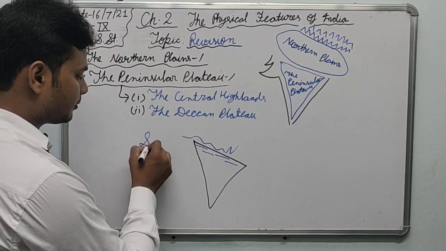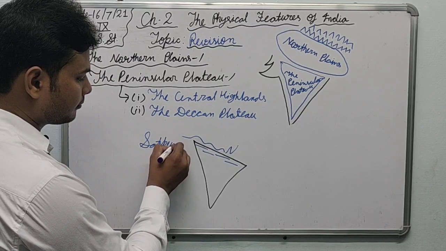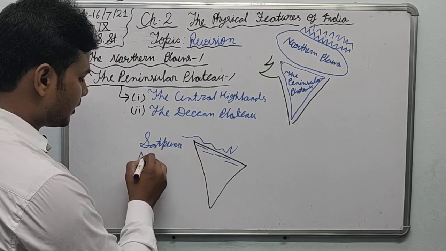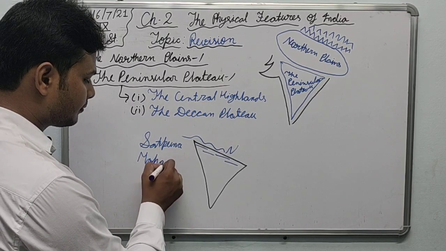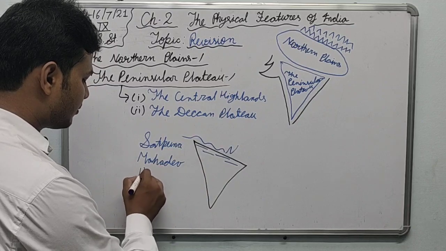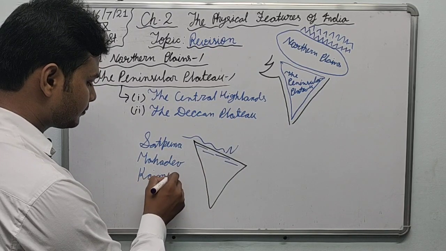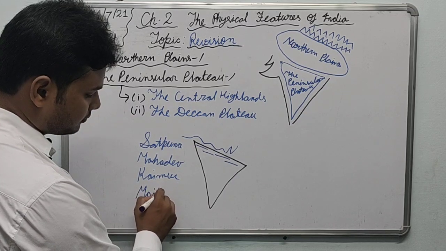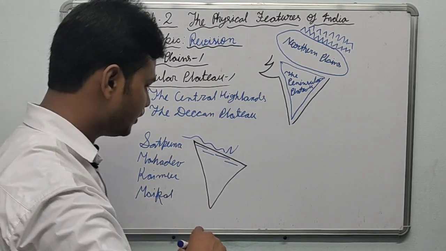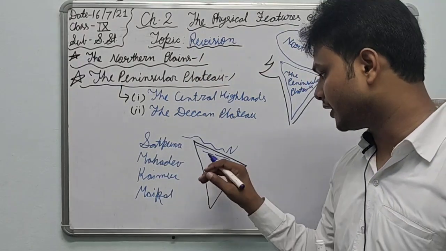That are Satpura. The second one is Mahadev. The third one is Kamur, and the fourth one is Makal. These are the 4 ranges of hills which are situated in the north direction of Deccan Plateau.